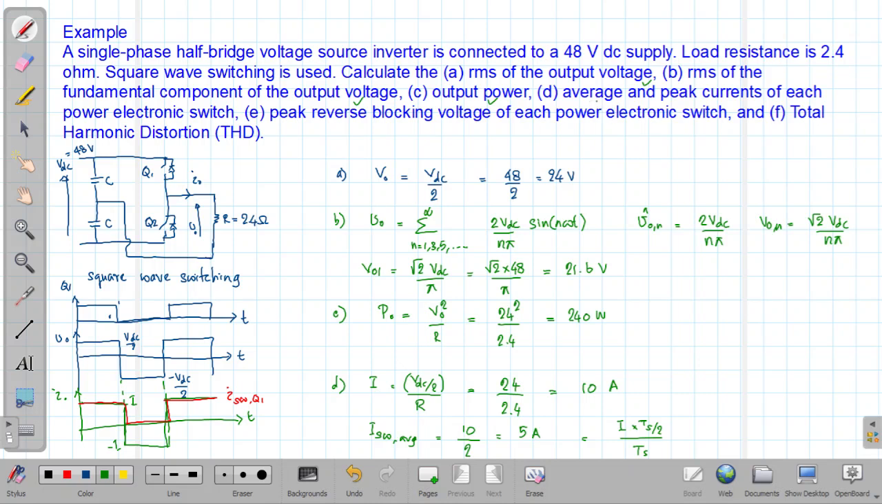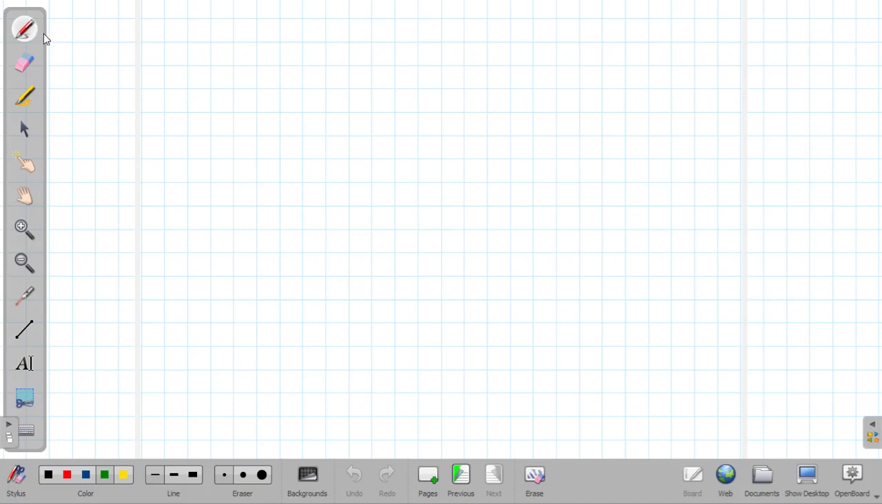So we calculated the average and the peak currents flowing through the switch. Now the next one is asking for the peak reverse blocking voltage of each power electronic switch. When a switch is turned off, what would be the voltage appearing across the switch? So that's part E. What we need to do is consider two cases.